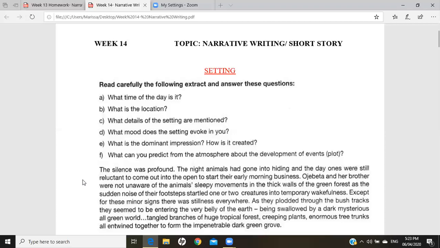So we could classify Ojebeta and her brother as the main characters. Do you all see any other minor characters who are there, but they're not really involved in the action of the plot as yet? Yeah. What are the other characters, or who are the other characters? The animals. The animals, good.